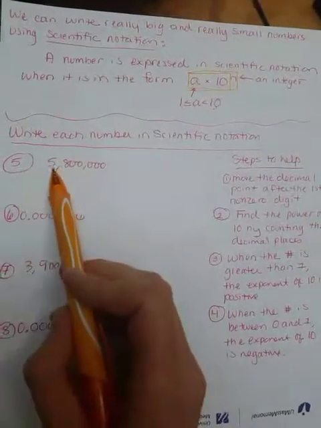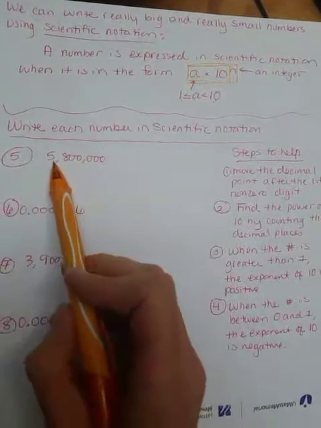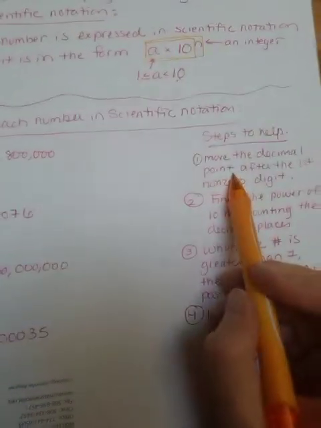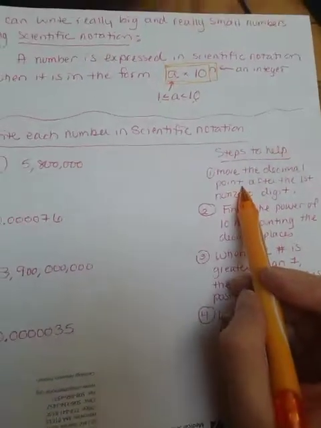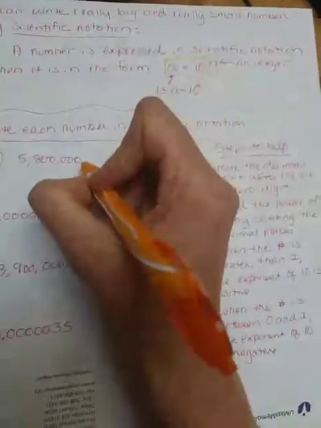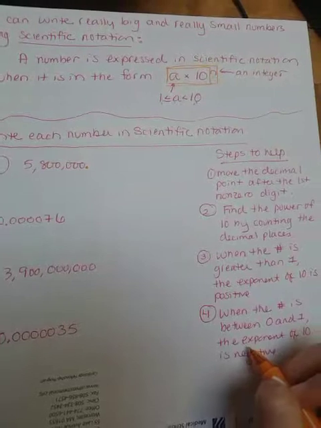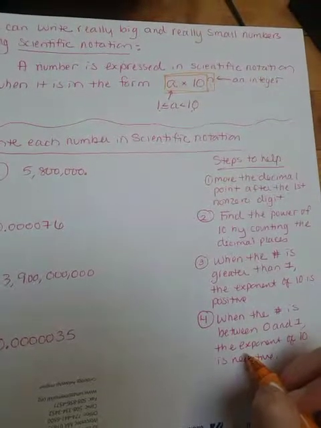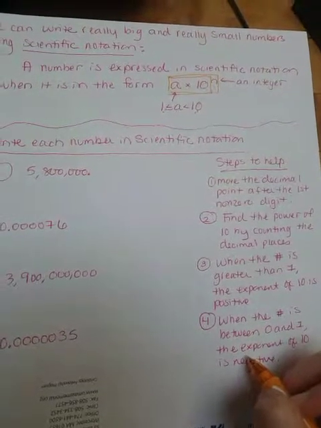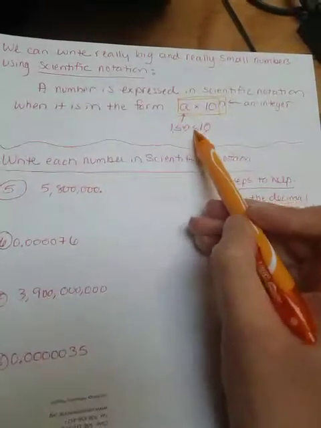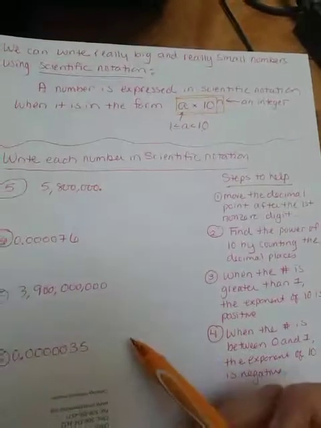So number 5, you have the number 5,800,000, and I want you to write it in this form right here. Step 1 says, move the decimal point after the first non-zero digit. So the decimal point right now is right there, and you have to move it to be after the first non-zero digit. Also remember A has to be between 1 and 10.